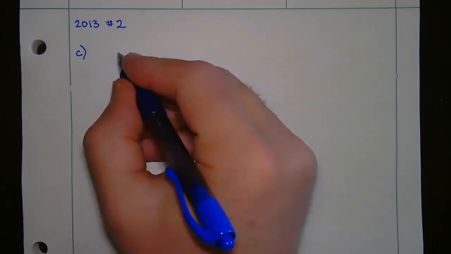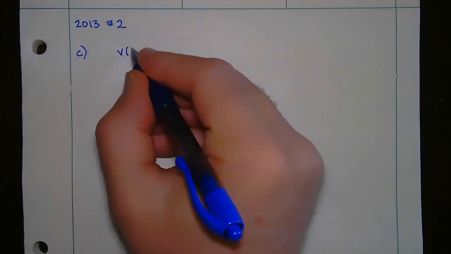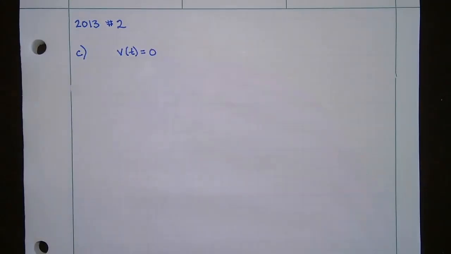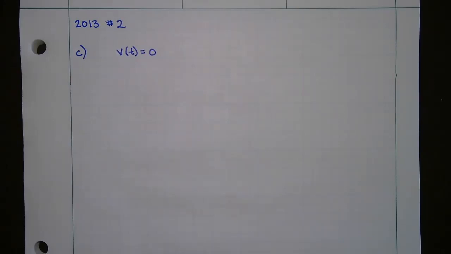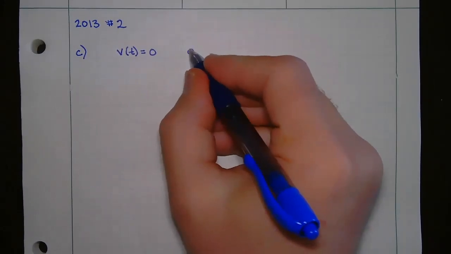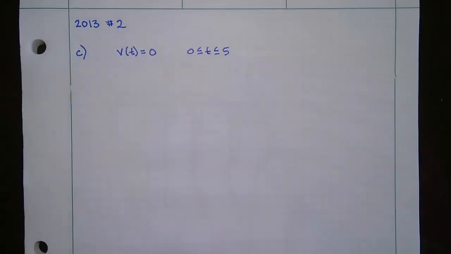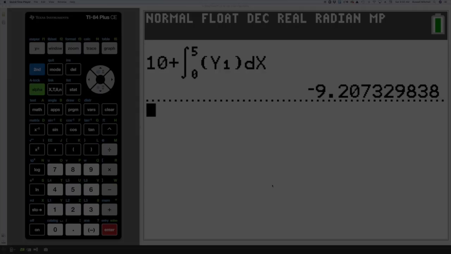Before we go to the graphing calculator, though, I do want to do this. We want to solve for v of t is equal to 0. We need to solve that, because that will tell me where the velocity is 0, and then if it changes signs at that value, then we know it changed directions. So let's go ahead and go to the graphing calculator and solve this from 0 to 5, because we do have this 0 less than or equal to t less than or equal to 5, and we're going to look in that interval for where this happens.